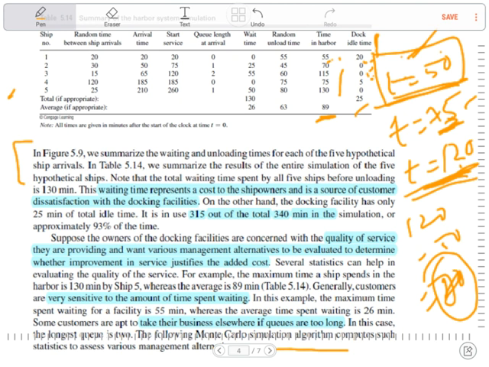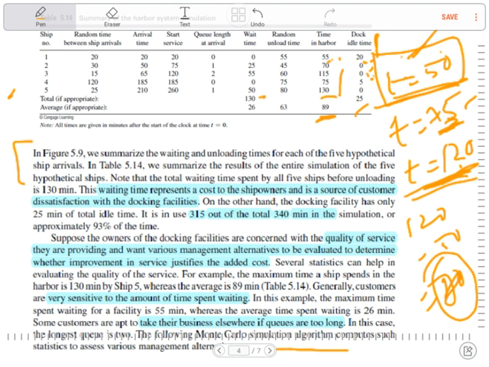Note that the total waiting time spent by all the 5 ships before unloading is 130 minutes. This waiting time represents the cost. This 130 minutes total timing. Unloading time, not this one, my mistake, 130, this one. This is the waiting time.